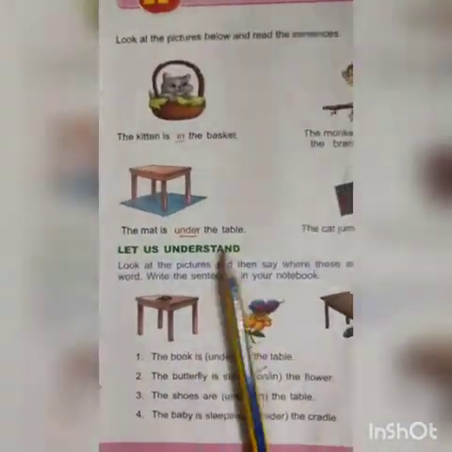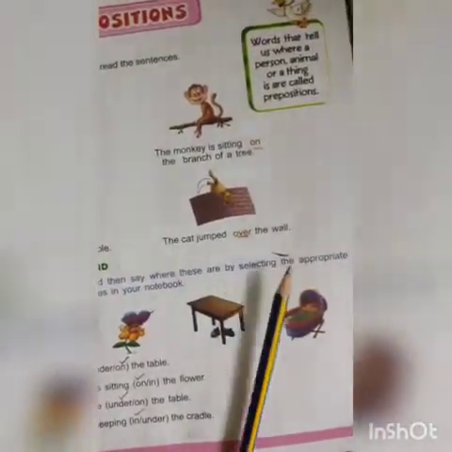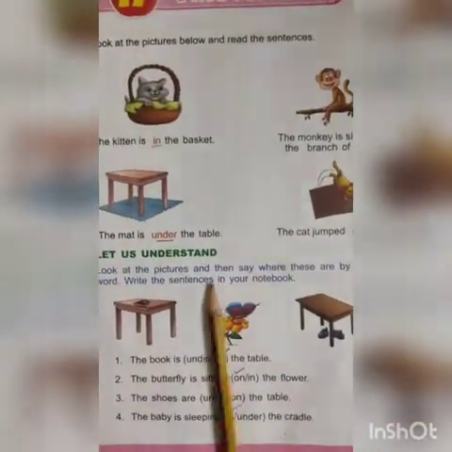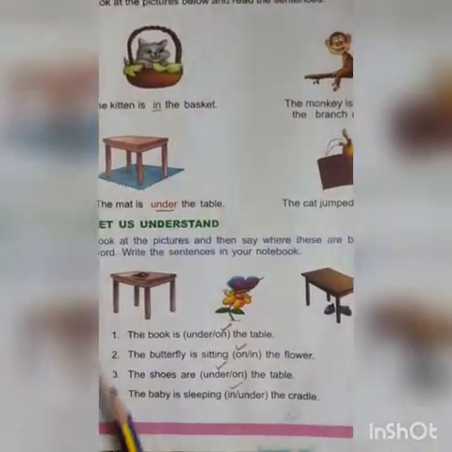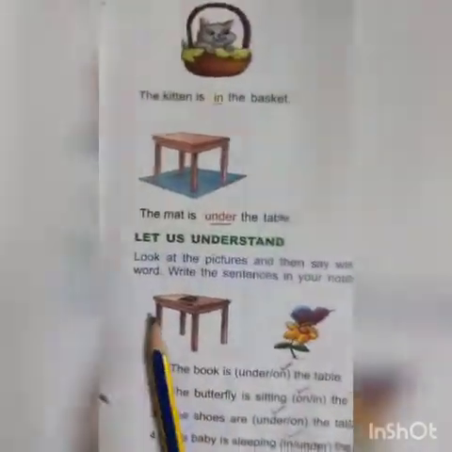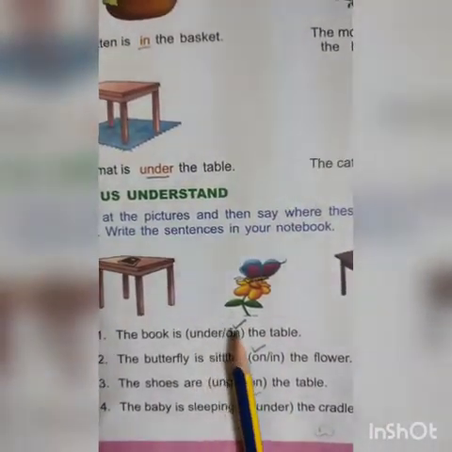Let us understand. Look at the pictures and then say where these are by selecting the appropriate word. Write the sentence in your notebook. Okay, question number 1. The book is under or on the table. The book is on the table. So the correct preposition is on. You take mark on it.